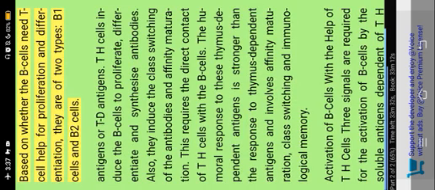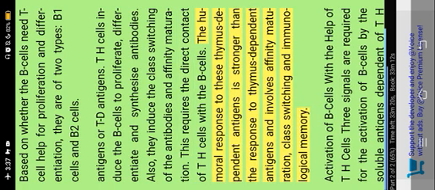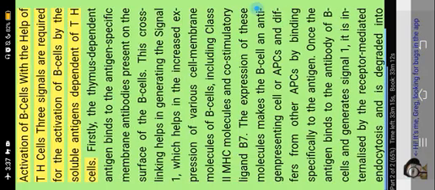Based on whether the B cells need T cell help for proliferation and differentiation, they are of two types, B1 cells and B2 cells. Antigens are TD antigens. TH cells induce the B cells to proliferate, differentiate and synthesize antibodies. Also, they induce the class switching of the antibodies and affinity maturation. This requires the direct contact of TH cells with the B cells. The humoral response to these thymus-dependent antigens is stronger than the response to thymus-independent antigens and involves affinity maturation, class switching and immunological memory.